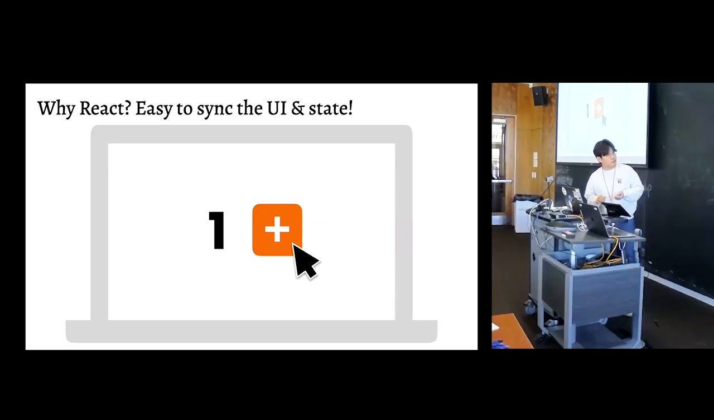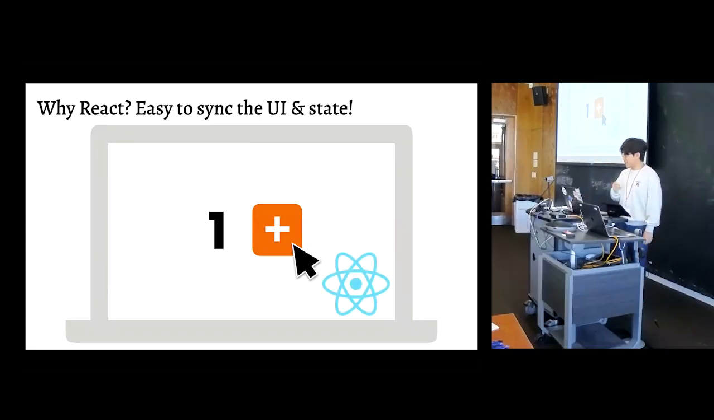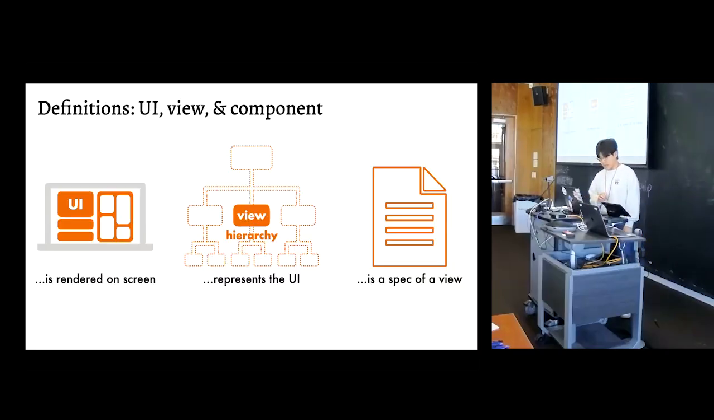So React frees the developers from this burden by automatically updating the UI when the state updates. And in React, we divide and conquer the UI to be rendered on screen into a view hierarchy. For us programmers, this allows us to compose smaller views to build rich UI. And for React, it allows the runtime to efficiently update only part of the UI when the state changes. And a component is a specification of a view that describes how it should look and behave. And it is simply a JavaScript function.